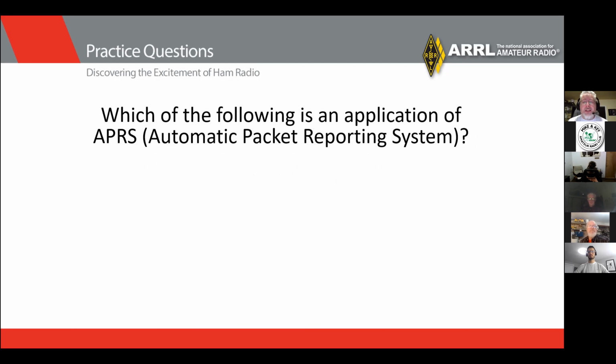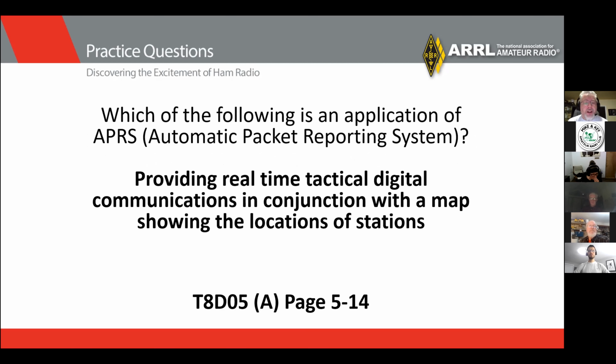Which of the following is an application of APRS, or automatic packet reporting system, that provides real-time tactical digital communications in conjunction with a map showing the locations of the stations? We use this on the Ramrod, which is a ride around Mount Rainier in a day route. That's a 150-mile bicycle route, and we can track the leaders or our bike repair vans, the two of them, as they go around the mountain. They're amateurs, so they're into the network.